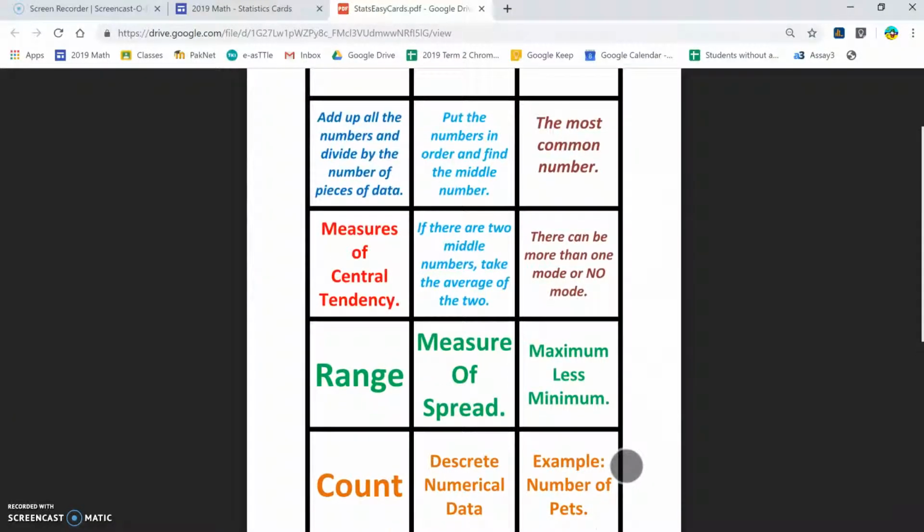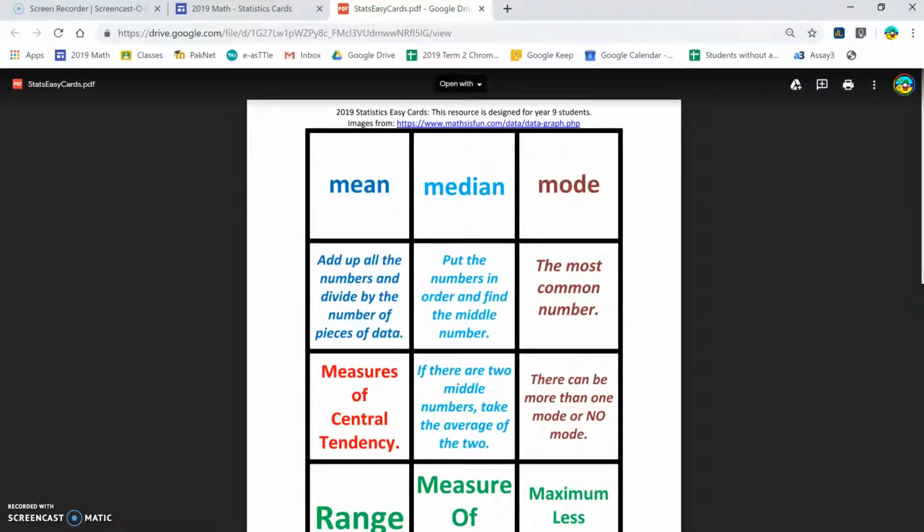And look, it's fun. It's good. So make your own set. That's really what I'm doing this video for.